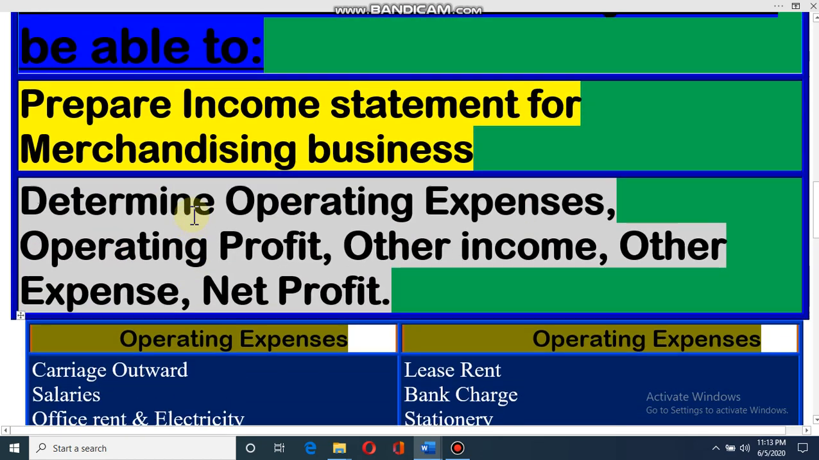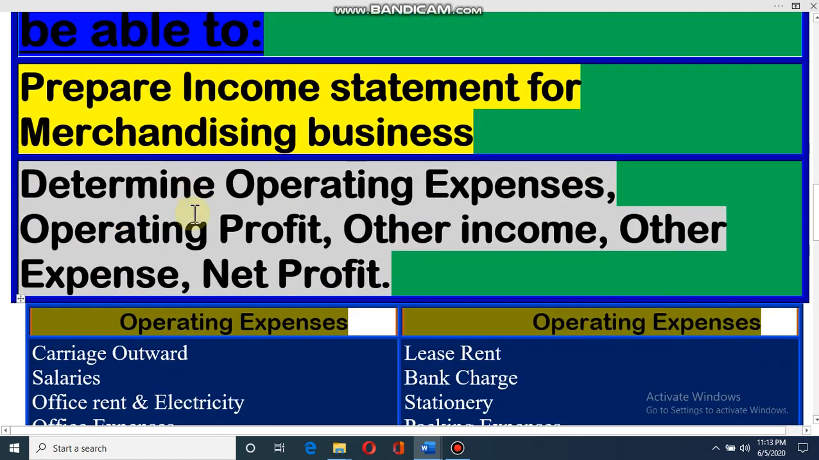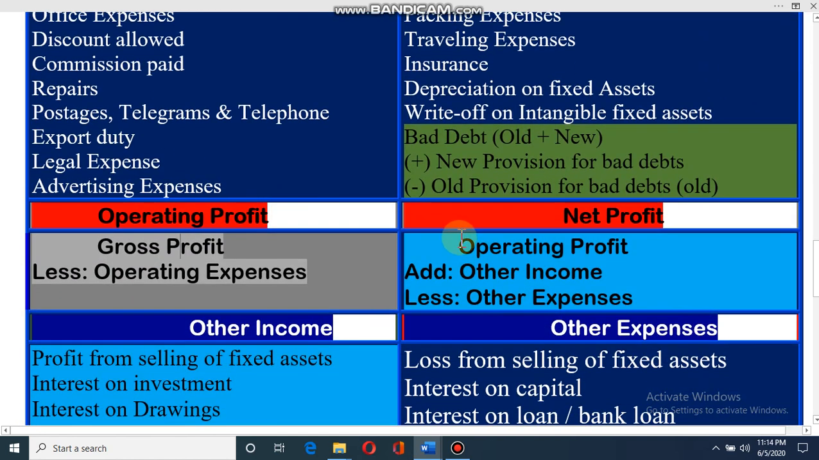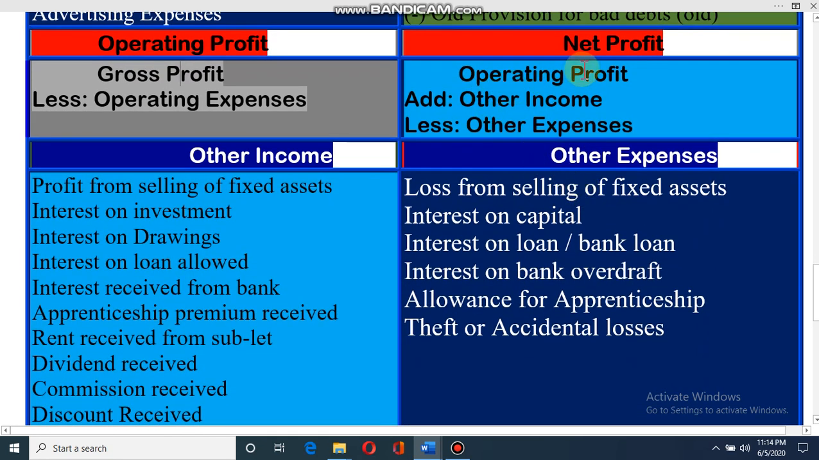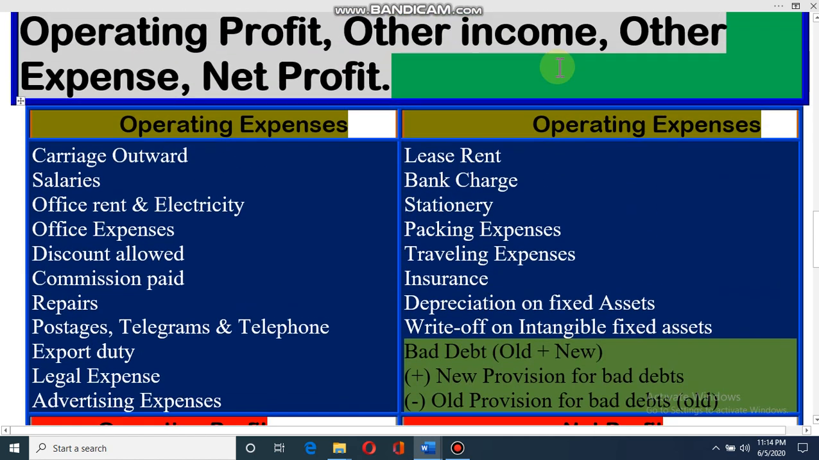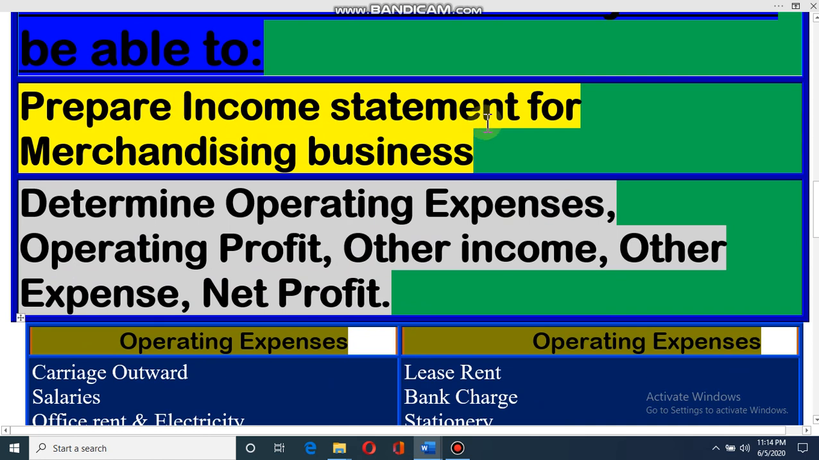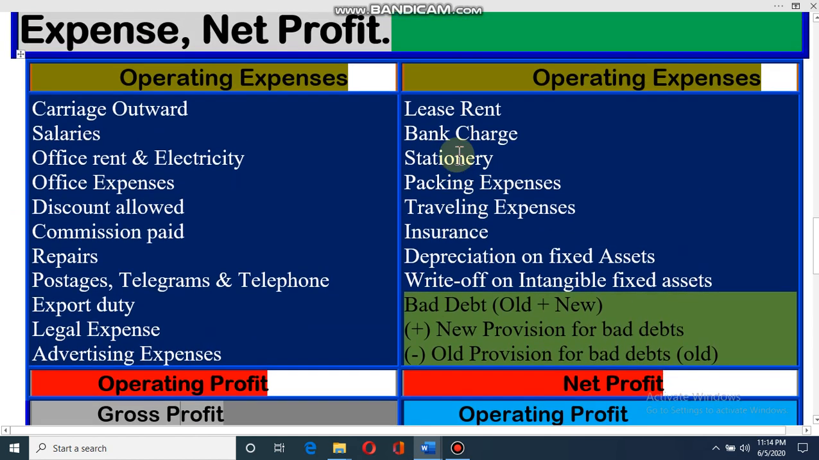Dear student, now net profit. How can we find the net profit? Dear student, the formula of net profit: operating profit add other income less other expenses, then you will find the net profit. That means, I have told you earlier, for preparing the income statement of a merchandising business, we have to follow three steps.